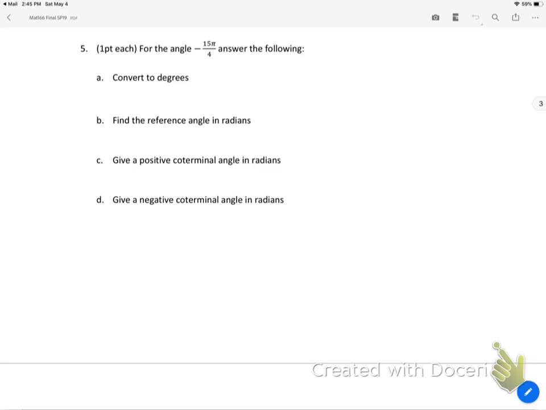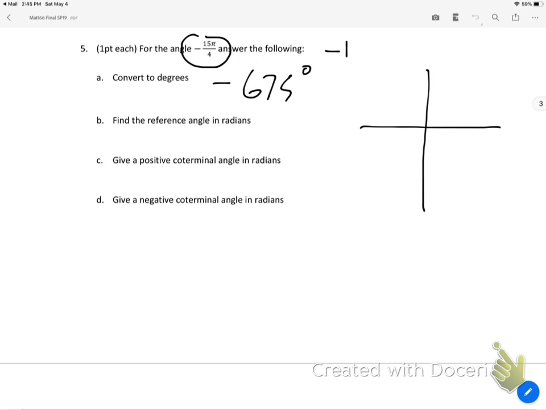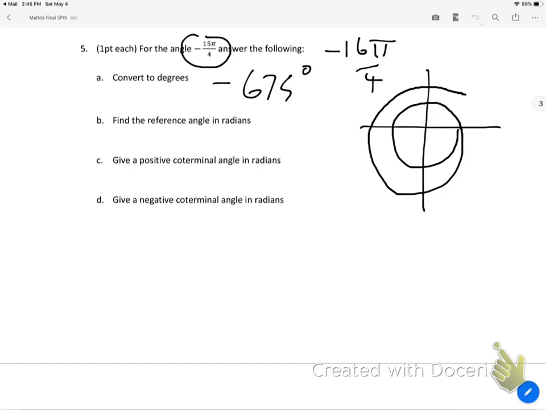Okay, let's move on. An angle of negative 15 pi over 4. Convert to degrees. That is 675, I believe. Now, what's happening here is this. This is just short of negative 16 pi over 4, which is twice around, 2 circles. So I'm going in the negative direction. There's 360 degrees, or 2 pi, or negative, I should say. So this is negative 15 pi over 4, or negative 675 degrees.